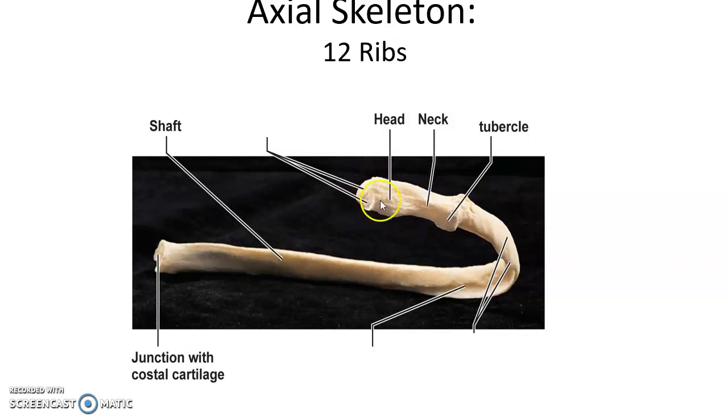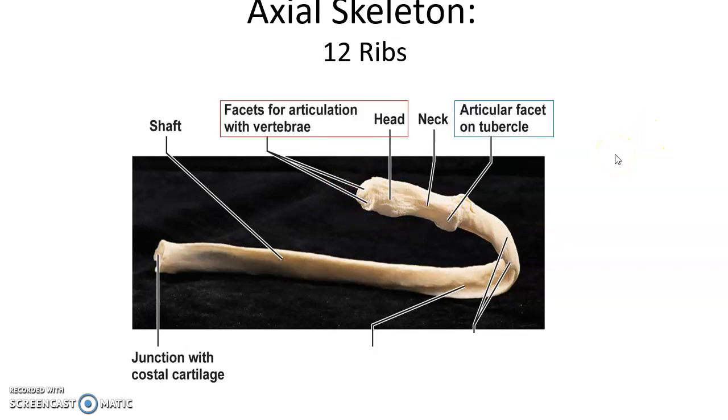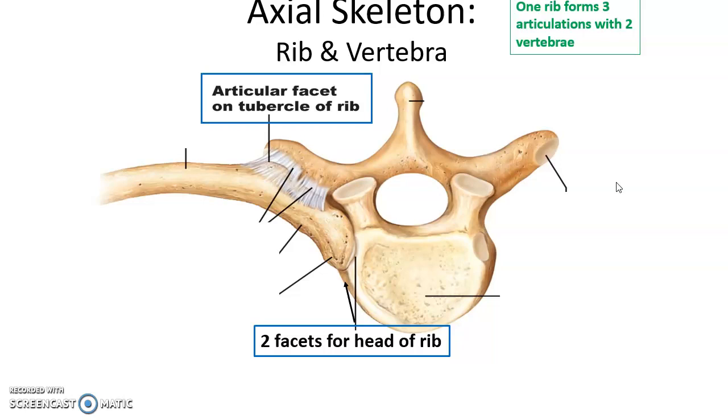So the head of the rib and the tubercle of the rib articulate with the thoracic vertebra. So again, here are the facets that articulate with the bodies of the two adjacent vertebrae. Here is an articular facet on the tubercle that articulates with the transverse process of the vertebra. So again, one rib comes in, contacts two vertebrae, forming three joints. And that is it for this part of the lecture.